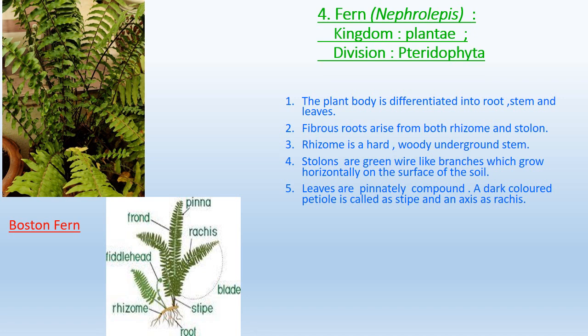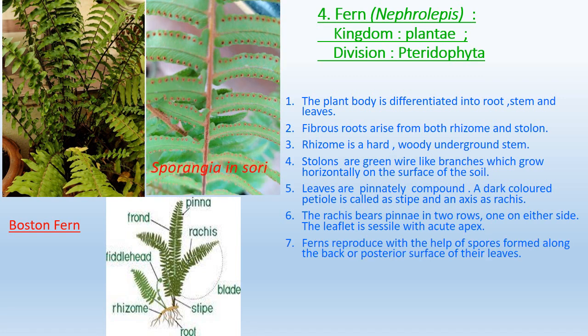Leaves are pinnately compound. A dark colored petiole is called stipe and the axis is called rachis. The rachis bears pinnae in two rows, one on either side. The leaflet is sessile with acute apex. Ferns reproduce with the help of spores formed along the back or posterior surface of their leaves.